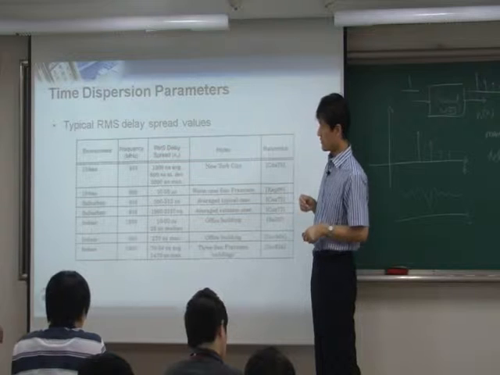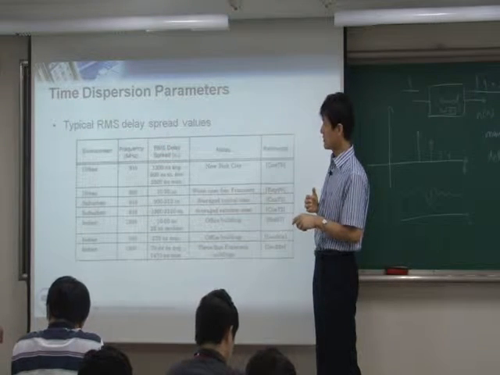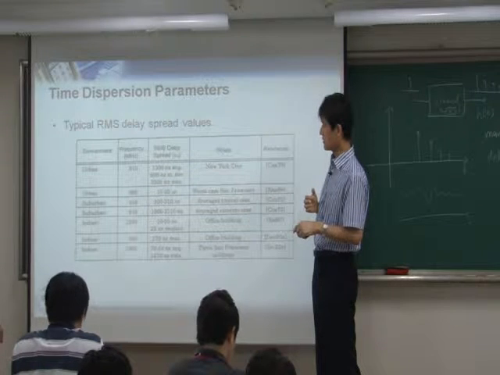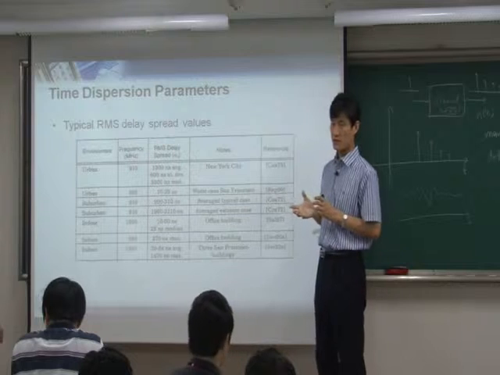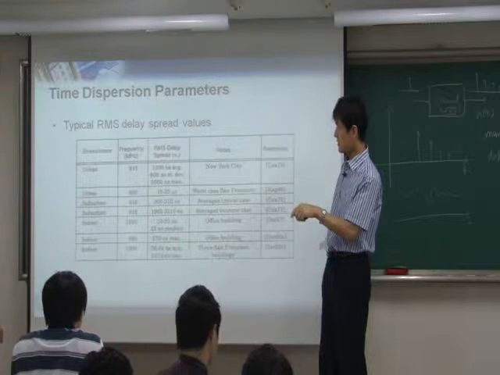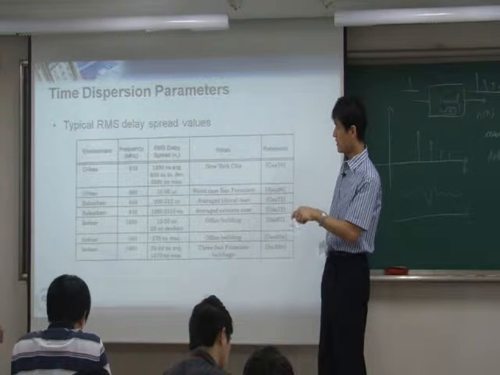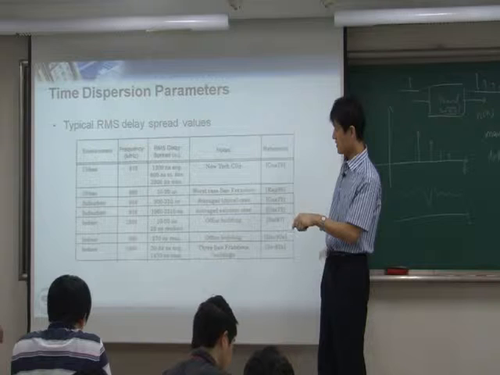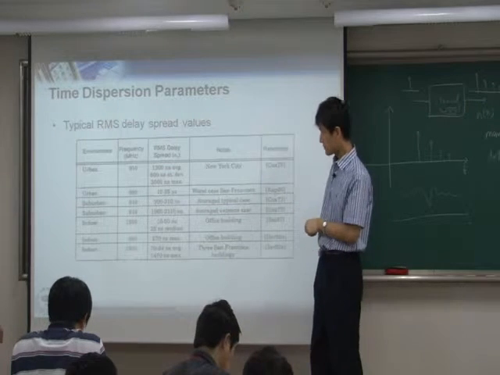This picture again is from one of the books, okay? And this table basically shows you some examples based on actual experiments some time back. Okay, some of the urban environment, suburban, indoor. Depending on the environment, and also the frequency they use, they get completely different delay spreads.